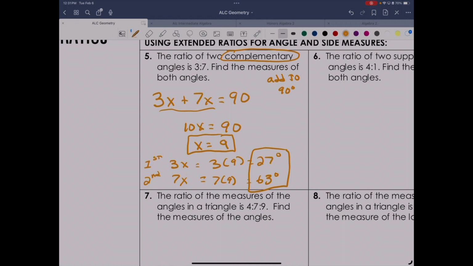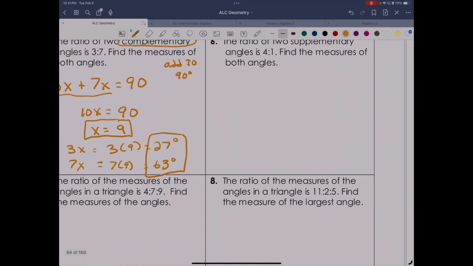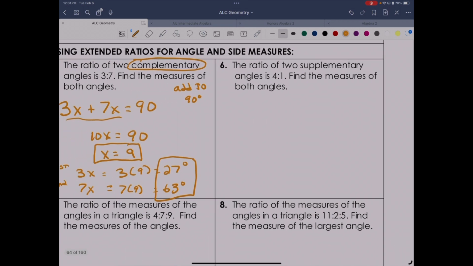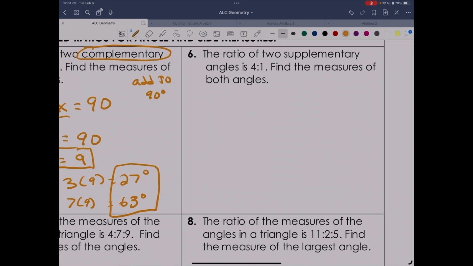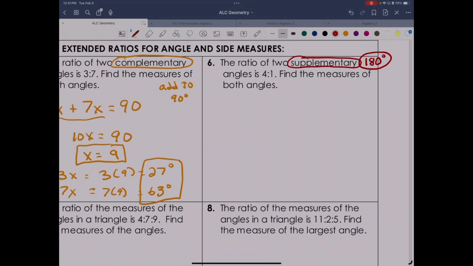Okay, so now we go to a different one. Now, number 6 says the ratio of two supplementary angles is 4 to 1. Find the measure of both angles. What does supplementary mean? Complementary is 90. Supplementary is 180. So if two things are supplementary to each other, they have to add up to 180.